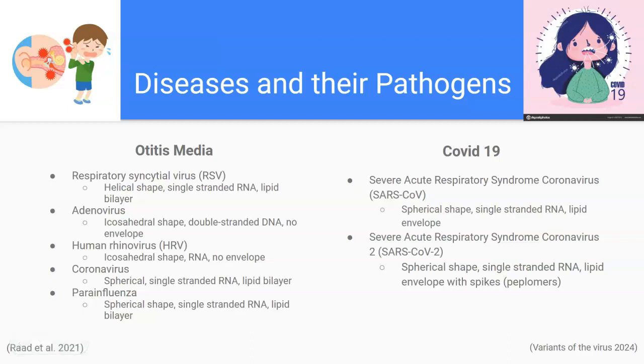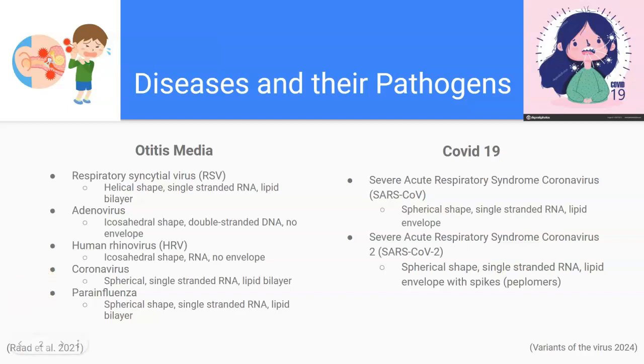COVID-19 is also a viral infection. This is due to the viral causative agent known as severe acute respiratory syndrome coronavirus 2, also known as SARS-CoV-2. It is primarily spread through respiratory droplets when an infected person coughs, sneezes, or talks. COVID-19 can cause a range of symptoms from mild to severe and can lead to complications such as pneumonia and acute respiratory distress syndrome.